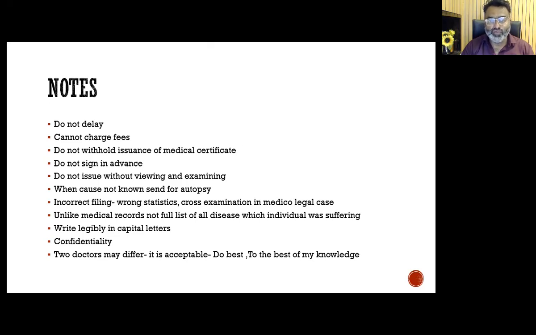If you fill the form incorrectly and you are called to give an explanation, it will be very difficult for you to explain what the cause of death was. In contrast to our medical case history, this form doesn't require all the details of the patient or all the sequential things which happened. They just need the cause of death, written in legible, good handwriting.